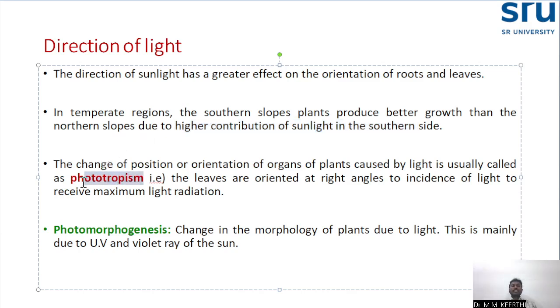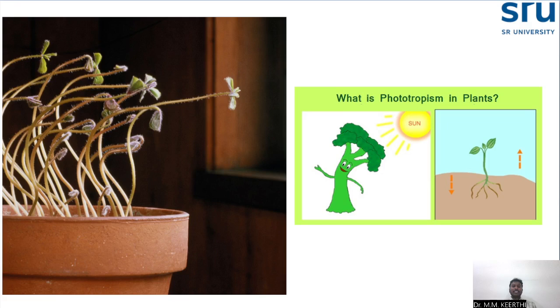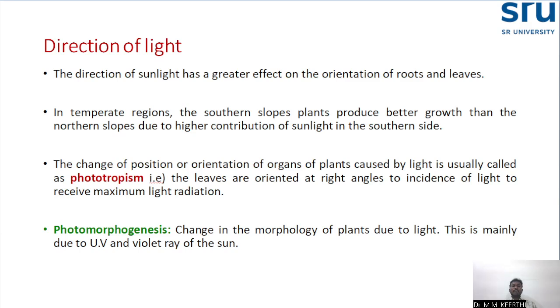Another term is called phototropism. Phototropism is the change of position or orientation of the organs of plants caused by light. For example, plant leaves are oriented at right angles towards where the incident light is, to receive maximum light radiation. You see this picture. Here a window is there, and the plants started to grow. Where the light is coming from, the plants move towards that direction. So that comes under phototropism.